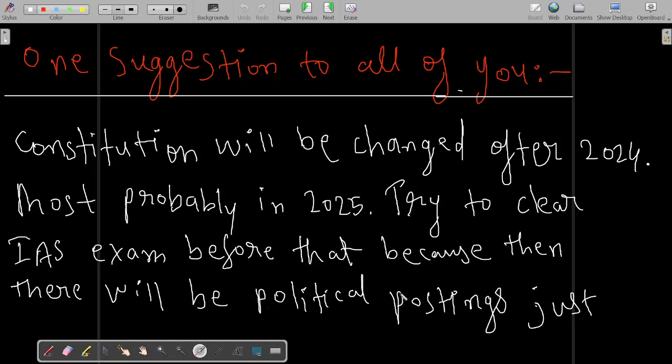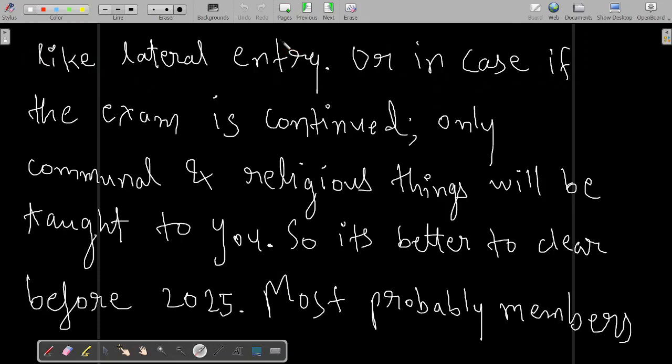After that, what will happen? Political postings will be there, just like lateral entry. What is lateral entry? You already know. You must have been brainwashed by the civil services teachers that lateral entry has positives and negatives. Such brainwashing they keep doing. I am not going into that, but let me tell you that lateral entry simply means that they are killing the UPSC aspirants' struggle. They are putting a political person in the form of lateral entry.